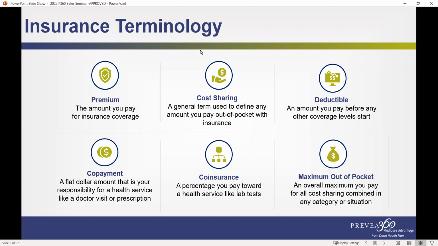And then max out of pocket is an overall maximum you can pay for all cost sharing combined in any category or situation. Out-of-pocket maximum is a term you're going to hear me use throughout this presentation, and it's very important because it helps protect you from catastrophic loss.